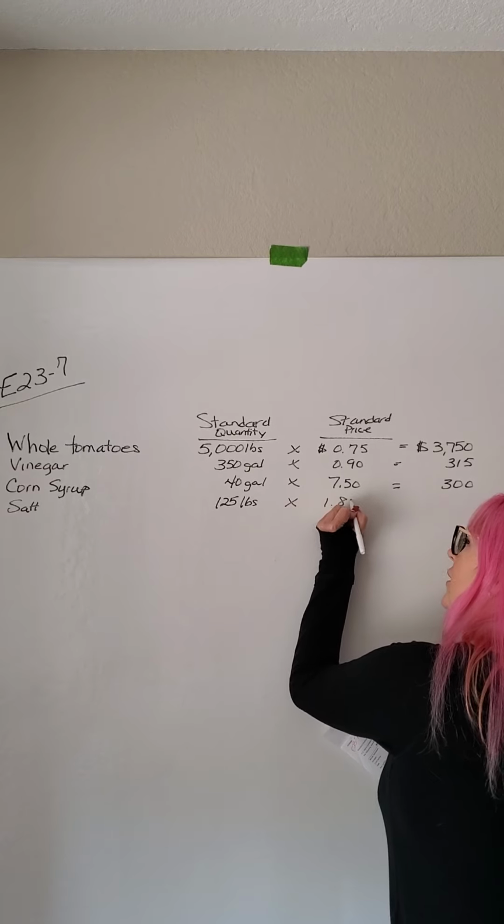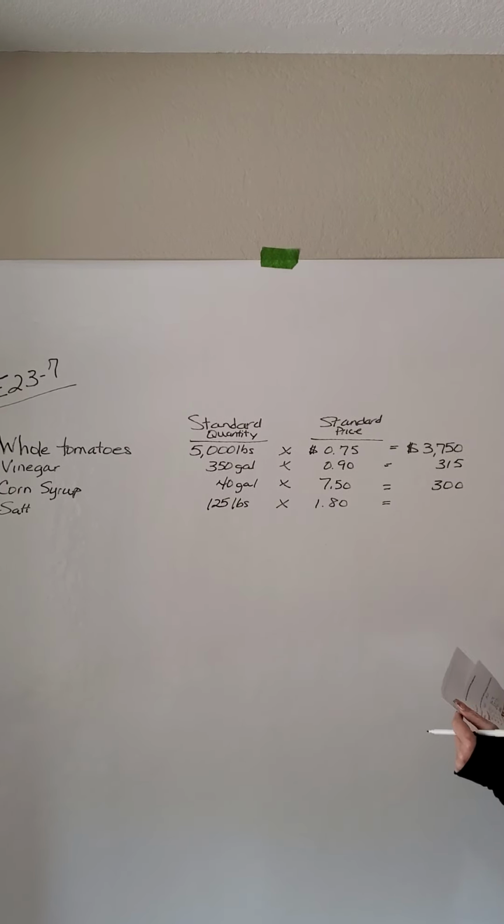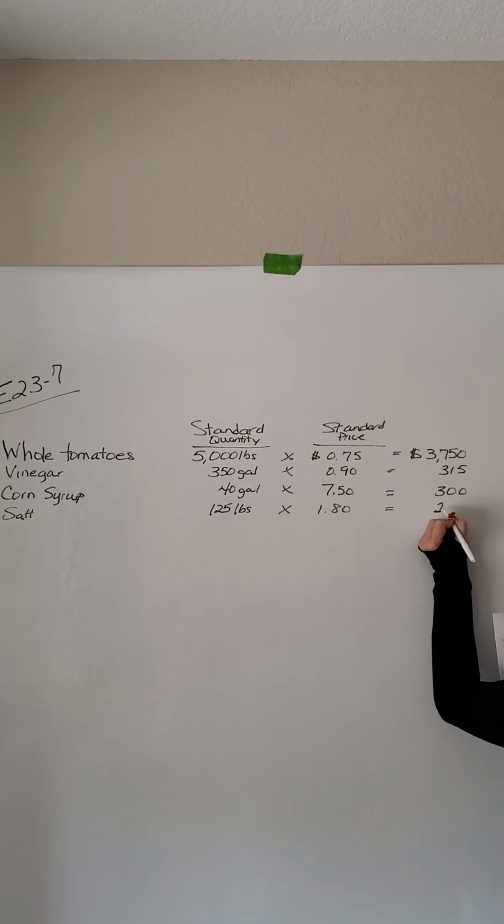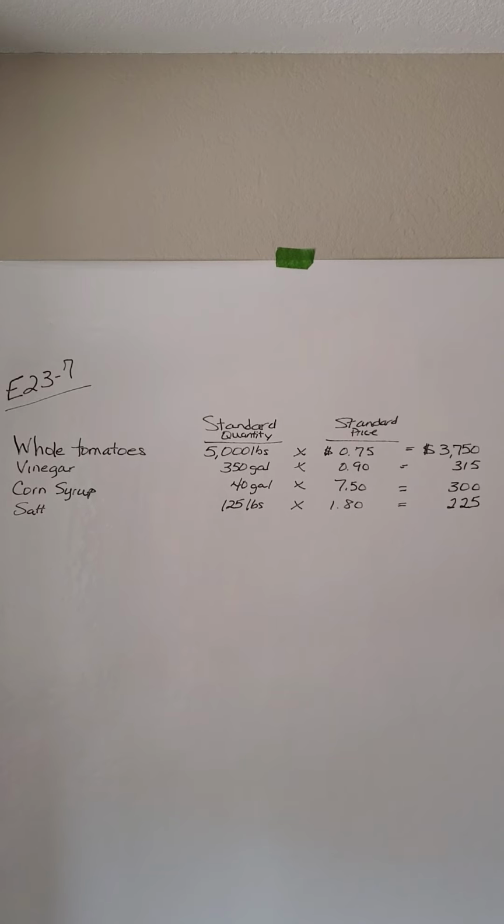times $1.80. I wonder what it would be if they used sugar instead of corn syrup. So that comes to $225. So those are our standard costs.